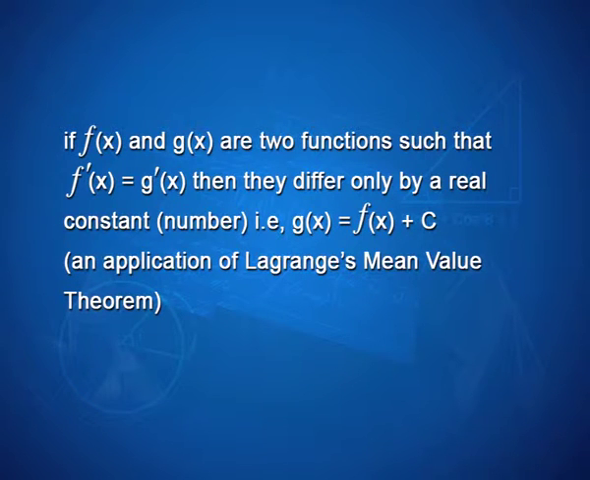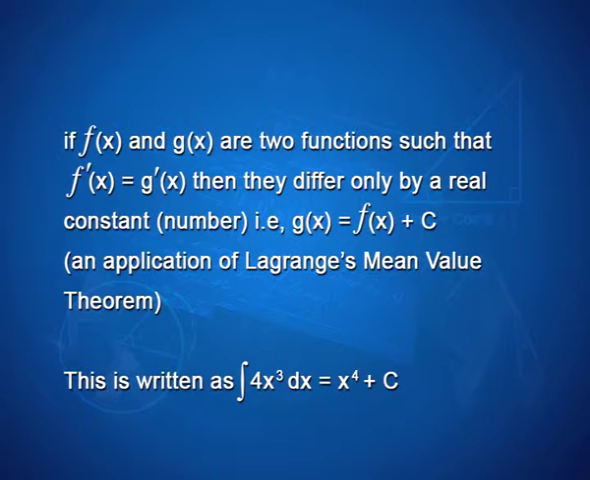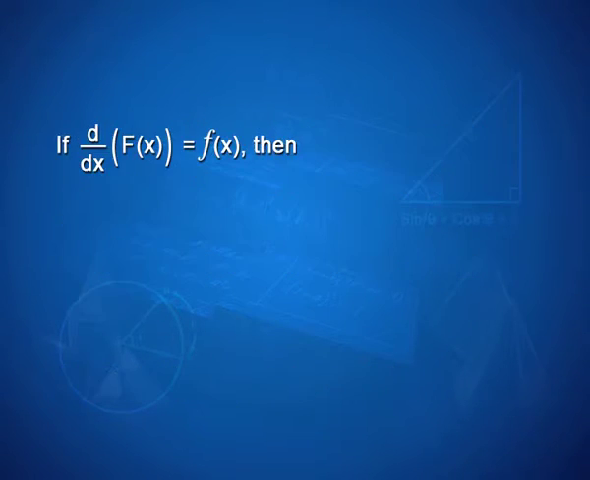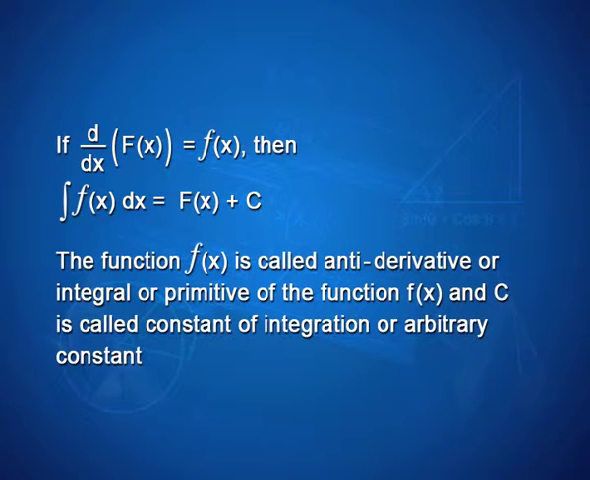That is written as integral of 4x cube dx is equal to x to the power 4 plus c. This leads to, if d by dx of F of x is equal to f of x, then integral of f of x dx is equal to F of x plus c. The function F of x is called antiderivative or integral or primitive of the function f of x, and c is called constant of integration or arbitrary constant.